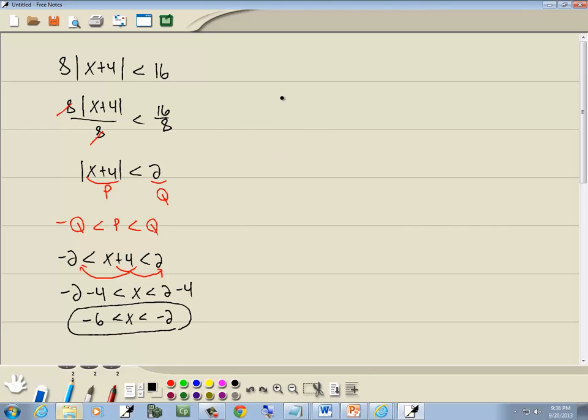So now we'll graph it. It's going from negative 6 to negative 2. Both of these are less thans, which means there are parentheses on these. Parentheses means it doesn't include those values. And then we shade what's in between them. Now interval notation. Parentheses on negative 6, parentheses on negative 2. And those are our answers.